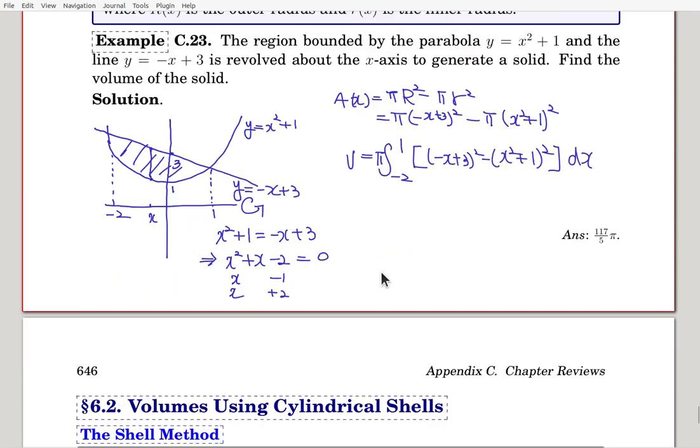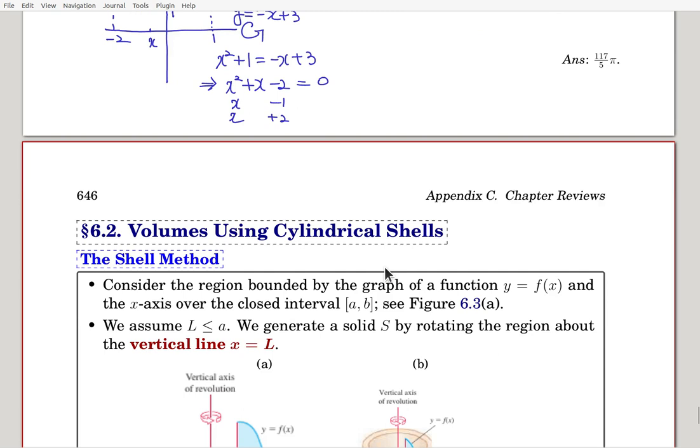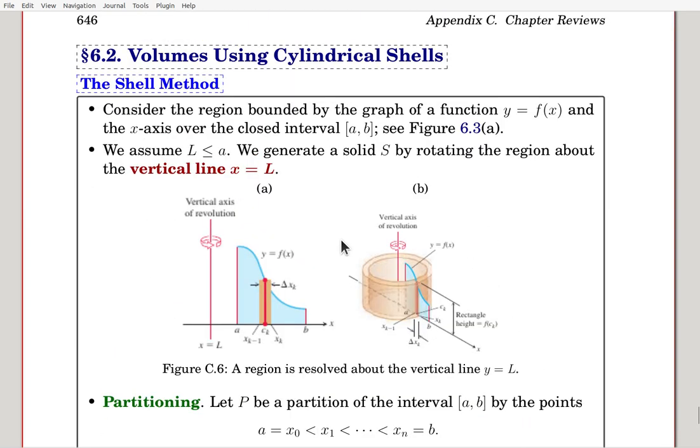Okay, let's go to the next section. Section 6.2, volumes using cylindrical shells. This is a different technique that is required. Now we are to compute the volume of a solid when a region is rotated about a line.